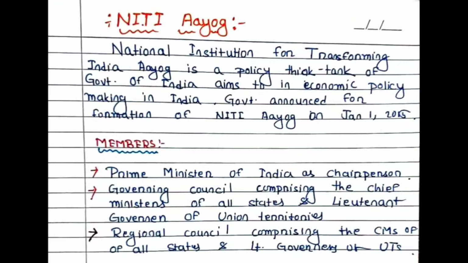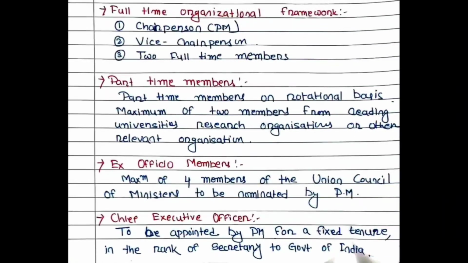And who are the members? The Prime Minister of India is the chairperson of NITI Aayog, and there is a governing council which consists of the chief ministers of all the states and lieutenant governors of the union territories. And also there is a regional council which consists of the chief ministers of all states and also the lieutenant governors of all the union territories. Then there is a full-time organizational framework which consists of the chairperson, who is the Prime Minister himself, and the vice chairperson, and two full-time members.